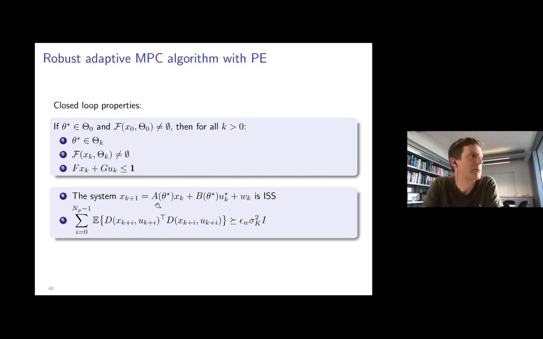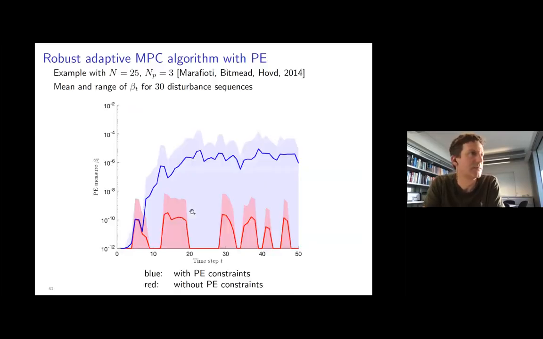So the closed loop properties are, again, that we have recursive feasibility and robust constraint satisfaction. We can now guarantee that the closed loop system is input to state stable because we've removed the term. Remember, we had that minus gamma times beta, which was messing up the ISS analysis when we had a multi-objective problem. And we can also guarantee this closed loop persistency of excitation constraint.